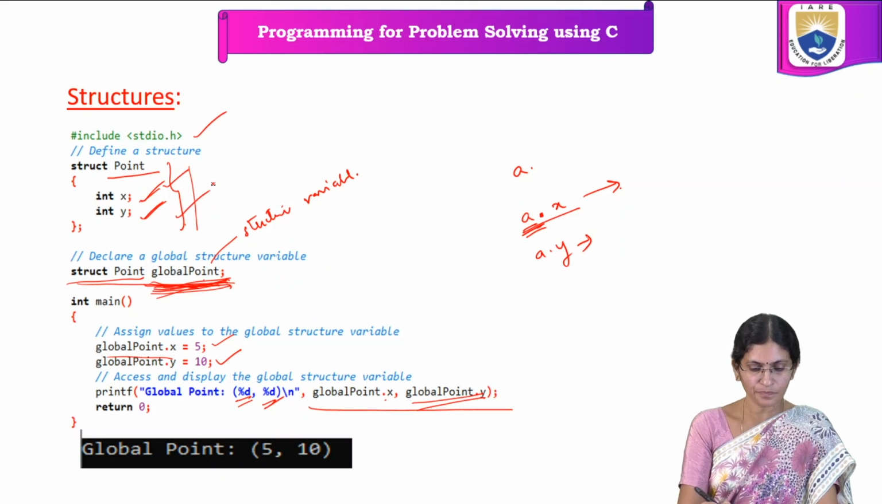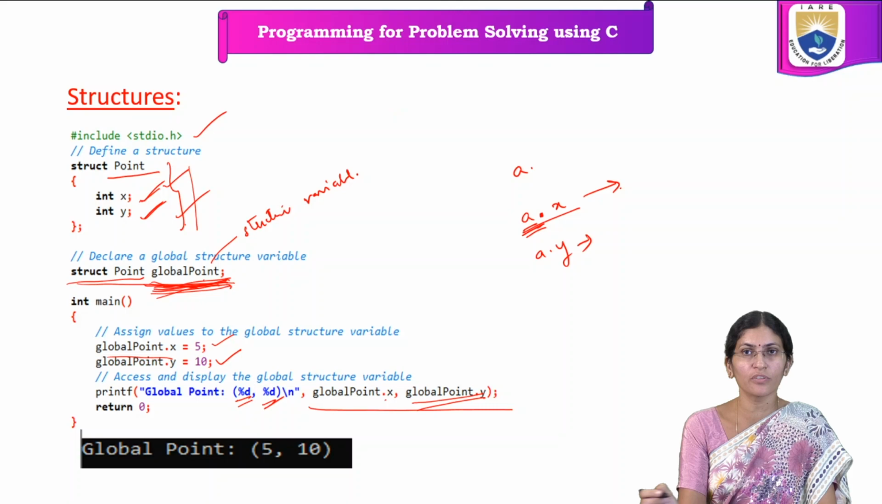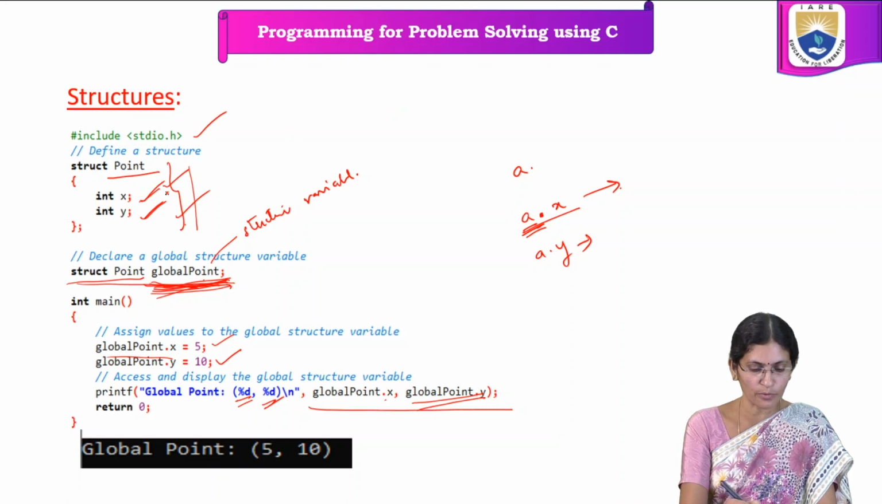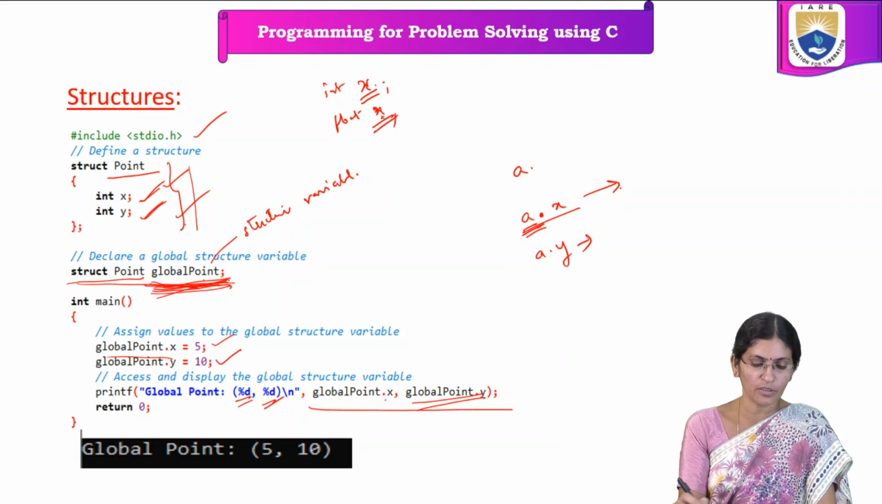Next, in order to initialize the structure variable, one more important point here is that the names of two members cannot be the same. So if you declare int x and then float x, this is invalid here because the names of the members cannot be the same. So two different names you have to include here.